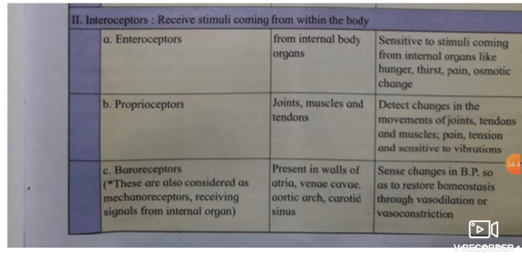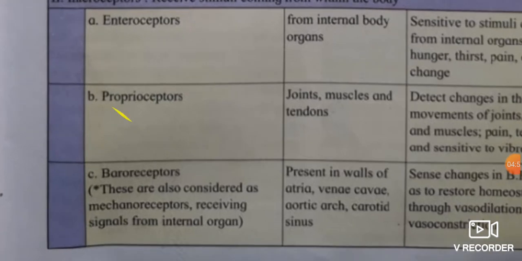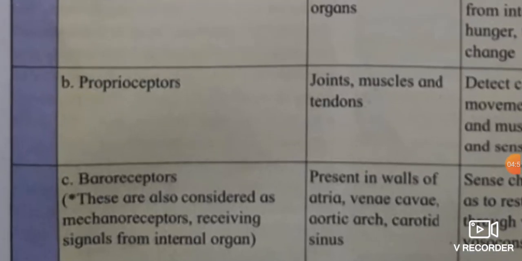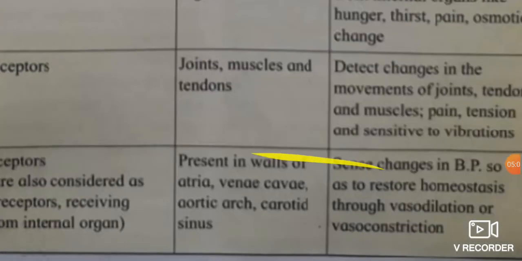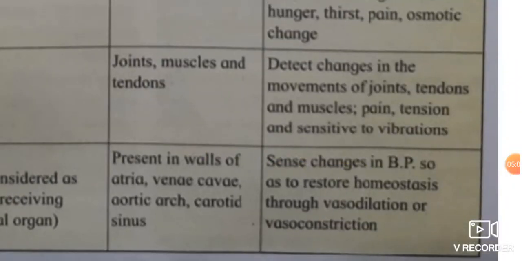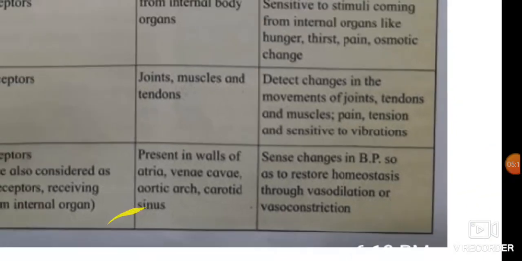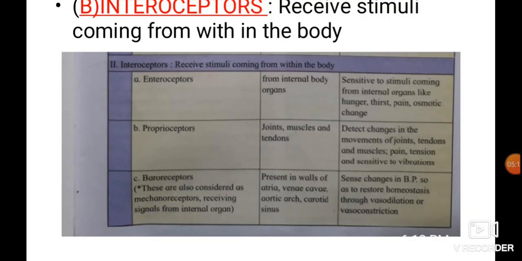Proprioceptors in joints, muscles, and tendons detect changes in the movements of joints, tendons, muscles, pain, tension, etc. And baroreceptors, also considered as mechanoreceptors, receive signals from internal organs, present in the wall of the atria, vena cava, aortic arch, and carotid sinus. They sense changes in blood pressure so as to restore homeostasis through vasodilation and vasoconstriction. Here you have to remember the name of the receptor as well as its location.